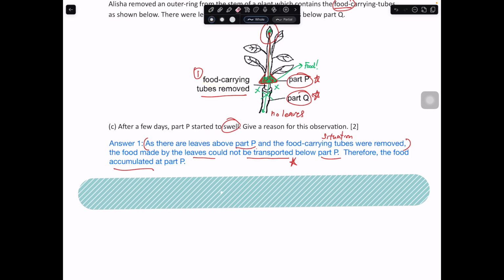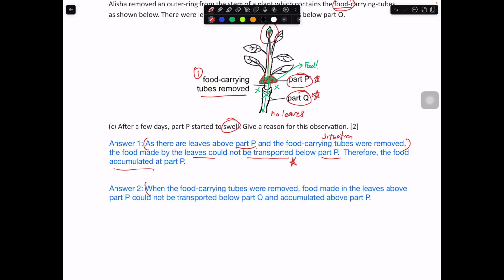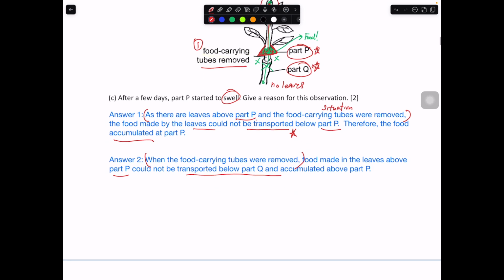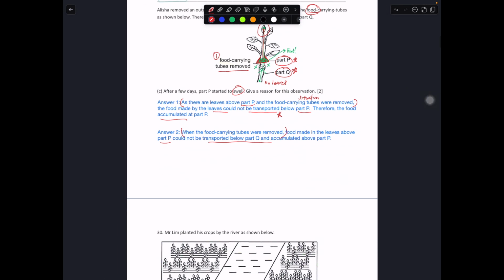Another way of answering will be something like this. When the food carrying tube is removed, food made in the leaf above part P cannot be transported below part Q and accumulated above part P. So both ways are fine. You are just trying to say that because there is no food carrying tube, the food made in whatever leaf is above part P cannot be transported down, so it accumulated above part P over here. Okay, so with that, let's move on to the other part.